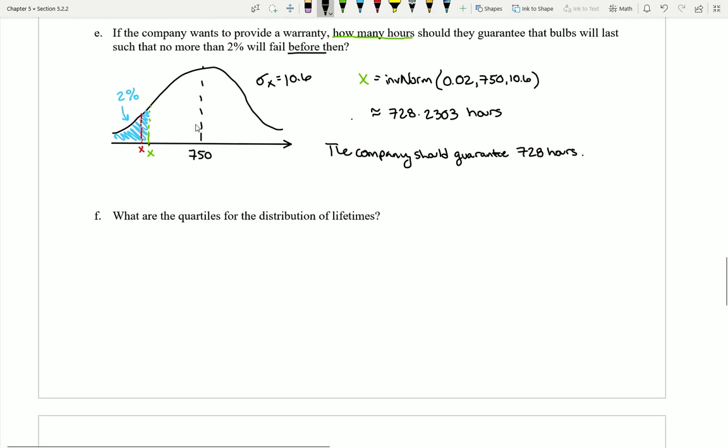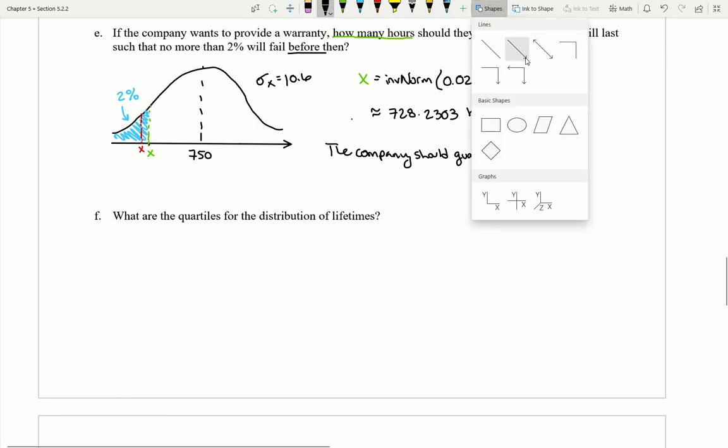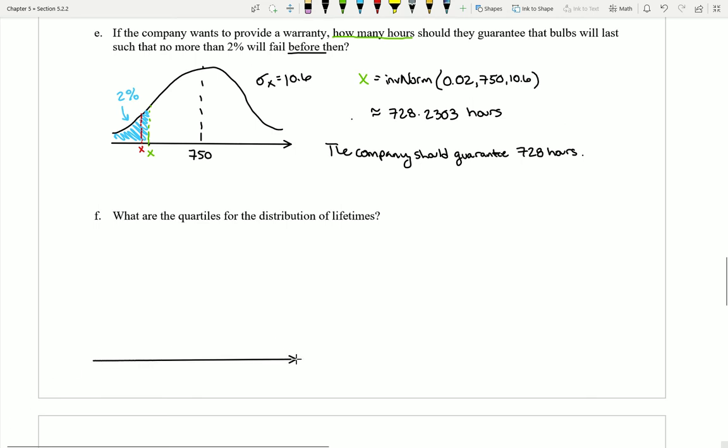Okay, let's take a look then at part F. Notice here, what are the quartiles for the distribution of lifetimes? The quartiles? We haven't talked about quartiles for quite some time, but they actually apply here very, very simply. Let's see what we have. Again, I'm going to sketch out my nice distribution. 750 in the middle, standard deviation of 10.6. Now once I have this, I should know some things about where quartiles number 1, 2, and 3 actually land. In fact, I think I already have one of those quartiles already pictured.